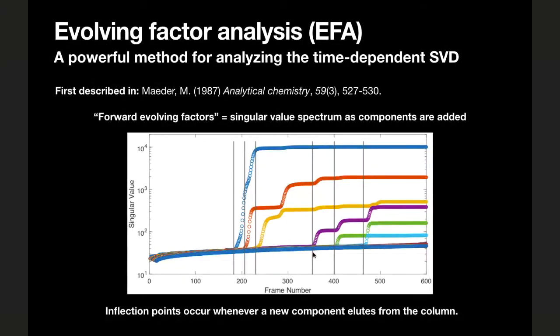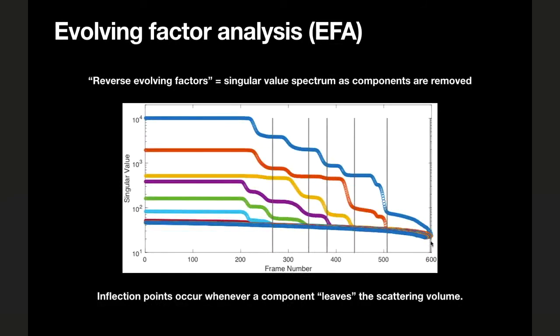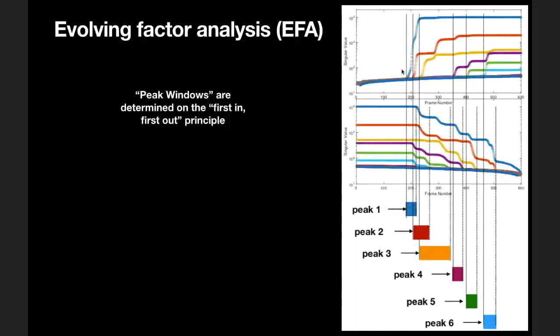You can also do the same thing in reverse, as if you had collected the data backward in time. This type of plot tells you when components leave the scattering volume. So now you have a way of telling when components enter the scattering volume and when components leave. From that, you can make little windows for each peak, so now you know where each peak starts and ends. This is done using a first in, first out principle for SEC. Okay.